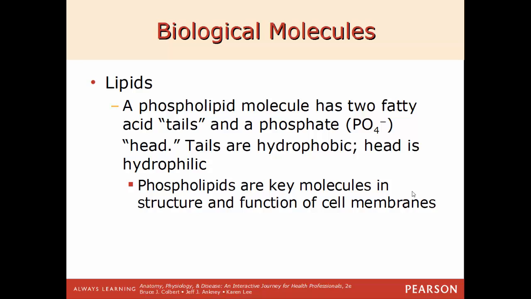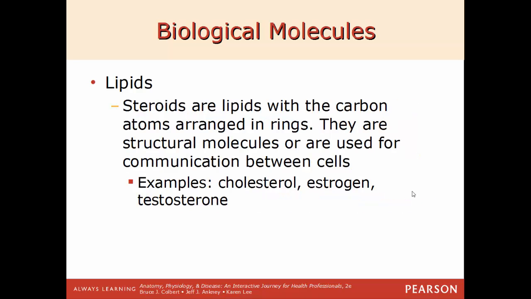So for a typical cell membrane, you have a phospholipid bilayer. You have two layers of these that wrap around the entire cell. This is what will help cells to communicate with each other. This is what will help control what goes in and out of a cell. A steroid is another example of a lipid. This is where you have carbon atoms arranged in rings. These are also used as structural molecules and used for communication between cells. Examples of steroids are cholesterol, testosterone, and estrogen.